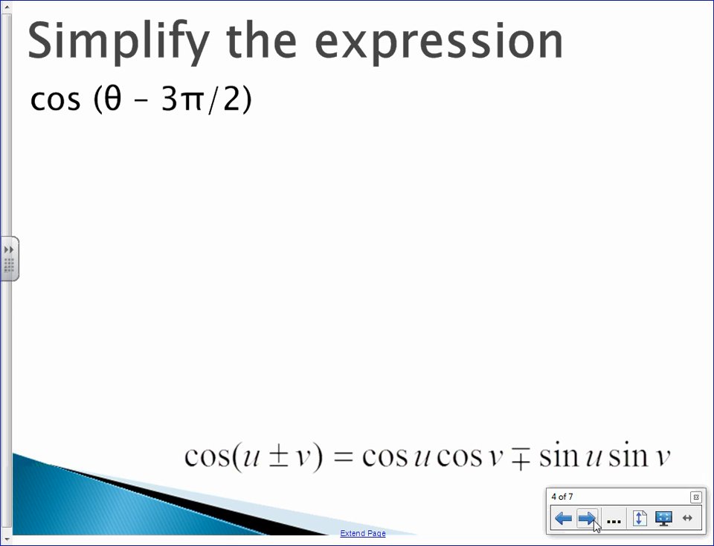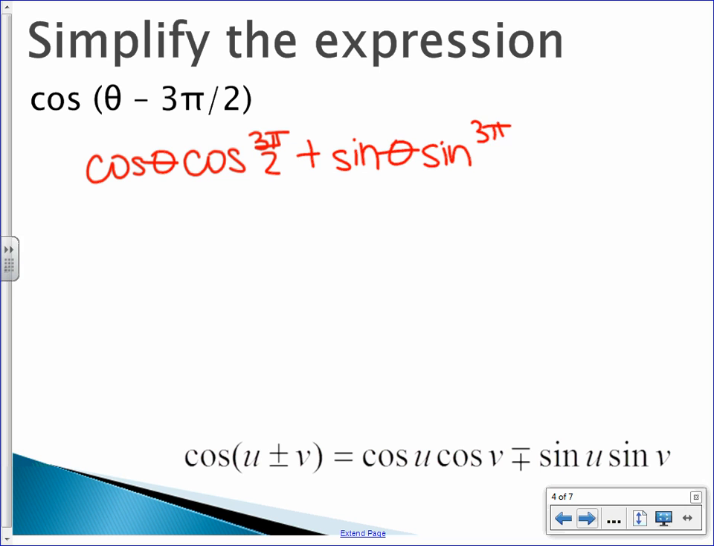Okay, so we have the cosine of theta minus 3 pi over 2. What is happening inside of our cosine function? Subtraction. Okay, so we can use our difference formula, which would be the cosine of u times the cosine of v. If it's subtraction here, what are we going to use over here in our formula? Addition. We switch it. Sine of u, sine of v.